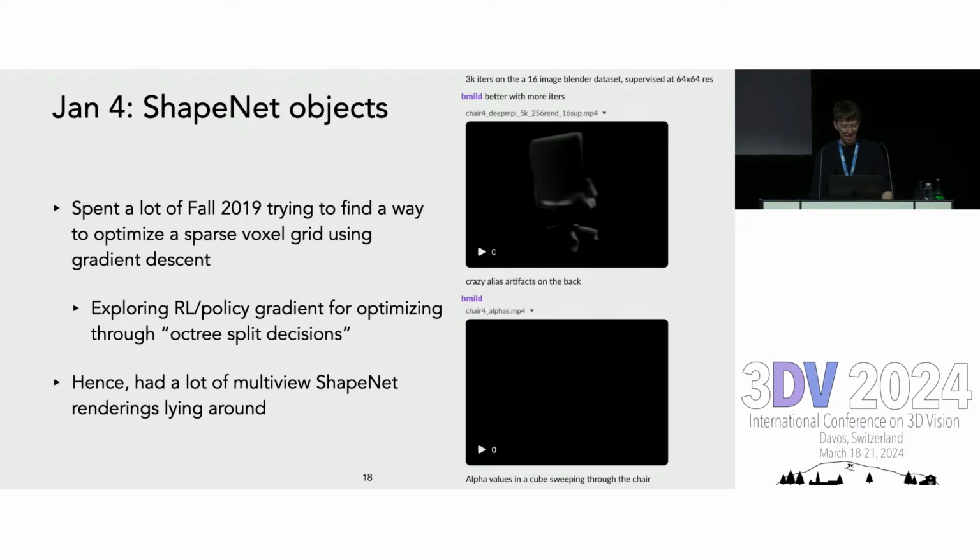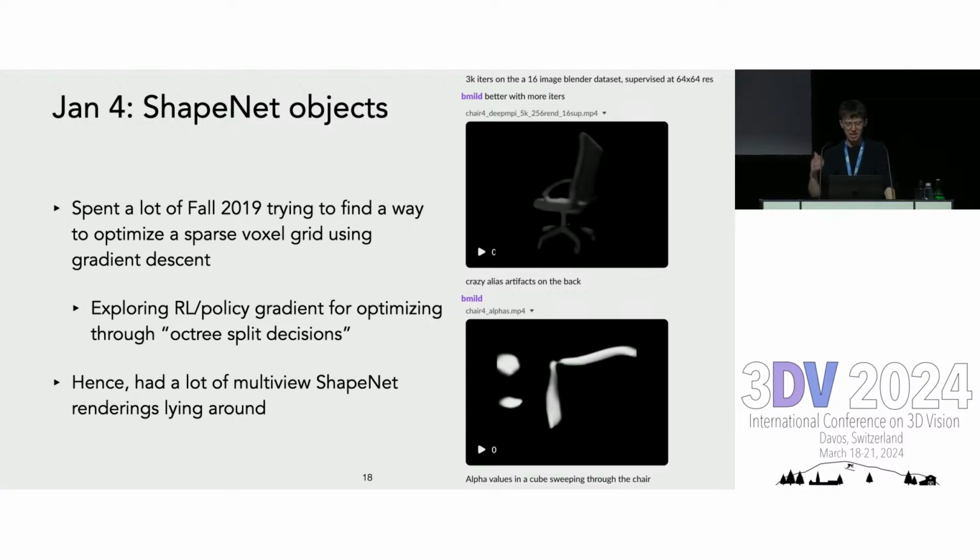But we got kind of obsessed about finding some kind of reinforcement learning or policy gradient way to get around these non-differentiable decisions of sparsifying a grid structure. As a result of that, we had a ton of ShapeNet renderings, multi-view 360 ShapeNet images, and we ran one of those through, and it has these concave geometric features, right, that were still able to be reconstructed pretty well from this representation. So that was a nice sign of life as well.